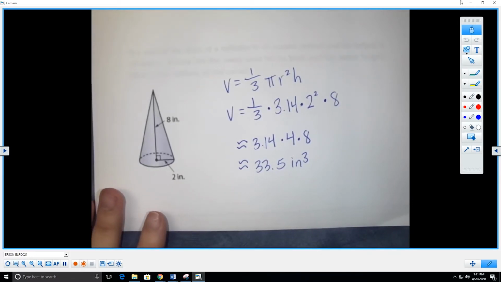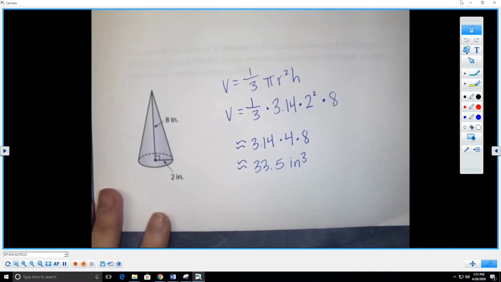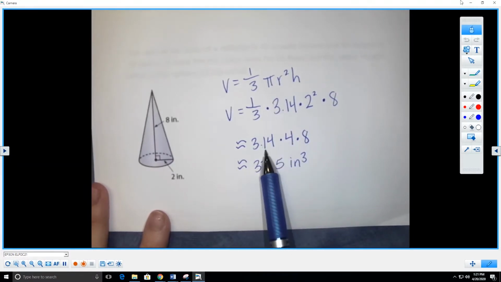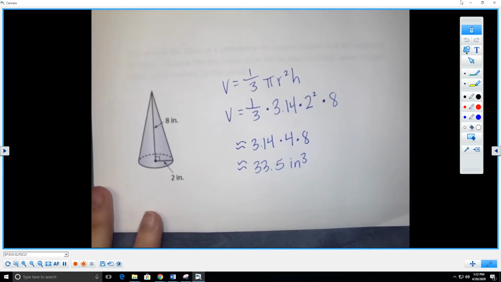Recall from the cylinder lesson that our answer is cubed because the volume is the number of cubic units needed to fill in a given space. Also, remember we use this approximation symbol, which means almost equal to, because the value substituted for pi, 3.14, is approximate. So the answer must also be approximate.